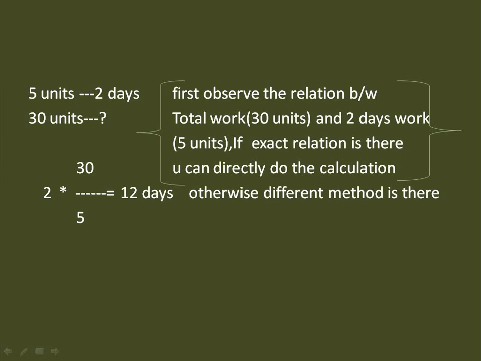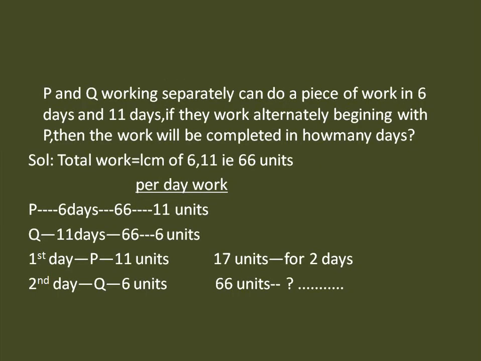For more clarification and better understanding, we will go through another example. P and Q working separately can do a piece of work in 6 days and 11 days. If they work alternately beginning with P, then the work will be completed in how many days? This is the question. For any kind of problem, first step is total work. So LCM of 6, 11 is 66 units.